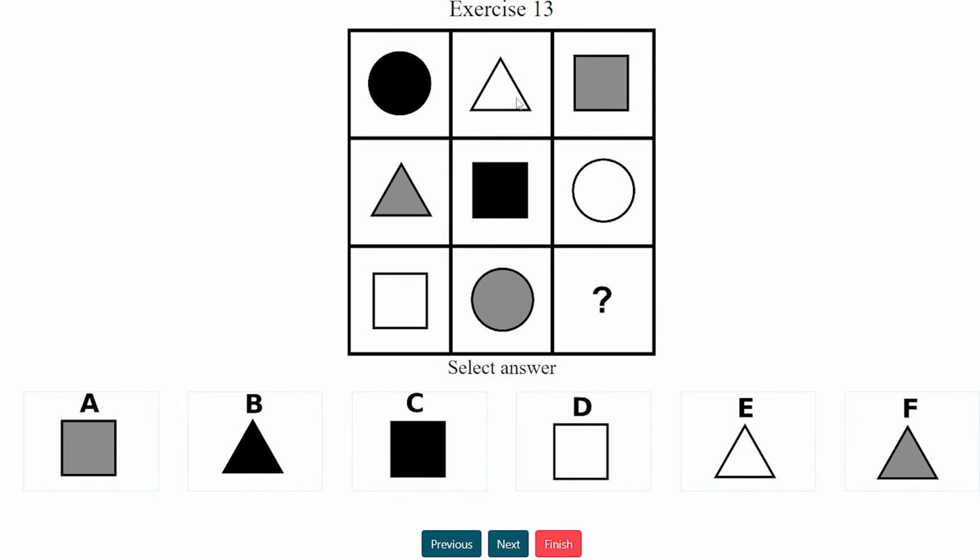Okay, what do we got here? Black circle, empty triangle, gray. So, okay, so it's going to be another color thing. It's likely a black shape again. We're working off this diagonal here. So we got a hollow shape, a gray shape. So this is likely going to be a black shape because it's following the pattern.